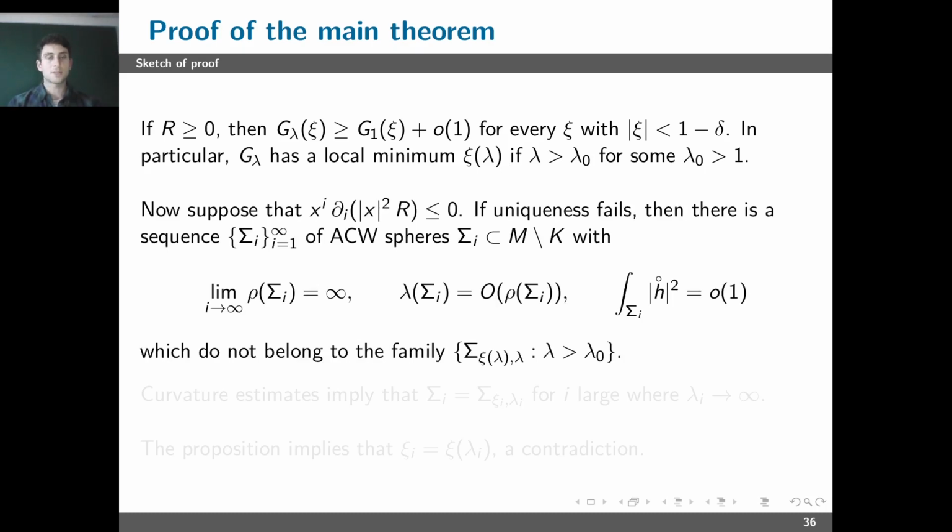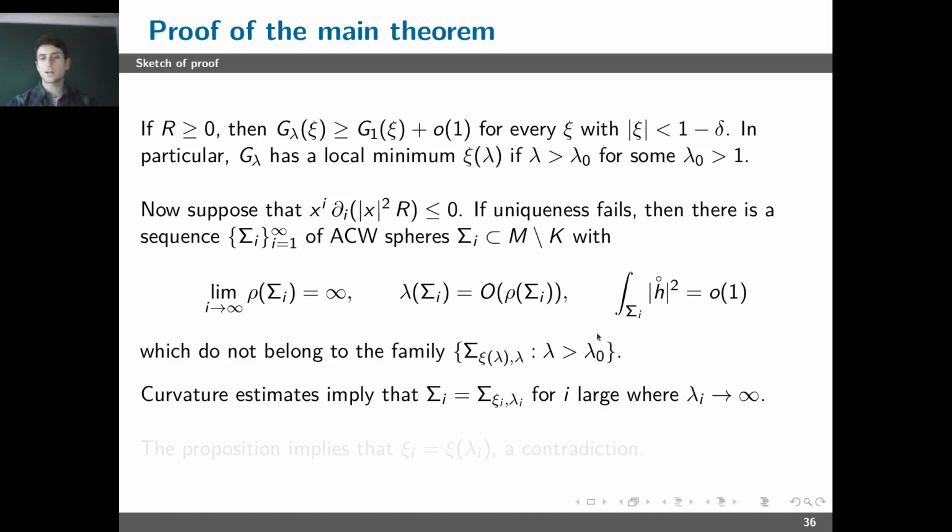Now regarding uniqueness, we're additionally going to assume that the growth condition holds. And if uniqueness fails, then as before, we can find a sequence of area constrained Willmore spheres sigma I that avoid a larger and larger compact set, so where the inner radius diverges, where the area radius versus the inner radius remains comparable, and where the trace of the second fundamental form vanishes. But none of these spheres belong to the family constructed in the first step. Okay, so as before, we rescale these spheres by the inverse of the area radius, and then using curvature estimates, we see that they become closer and closer to a round sphere.